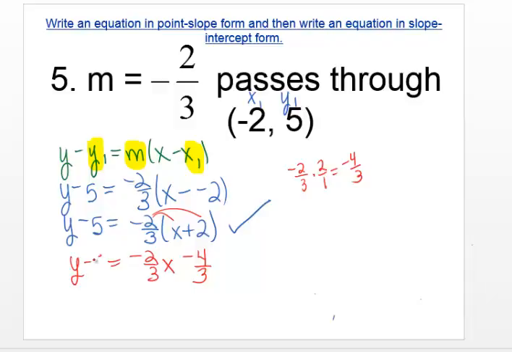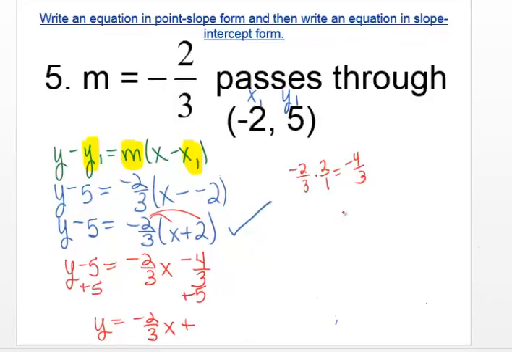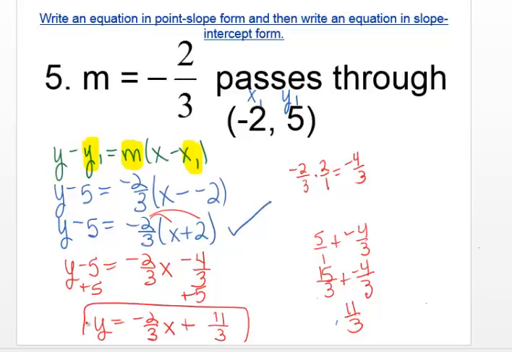And I have y minus 5 on the other side. To get the y by itself, so it's in slope intercept form, I'd solve for y. So y equals -2/3 x plus whatever 5 plus -4/3 is. So I've got 5 over 1 plus -4/3. I need to make a common denominator. So that'd give me 15 over 3 plus -4/3, which is 11/3, or 3 2/3. So now I have both solutions. Here's point slope form, and there is slope intercept form.